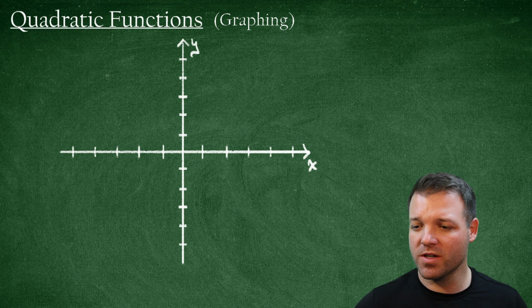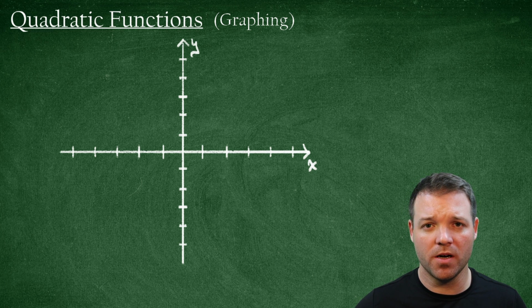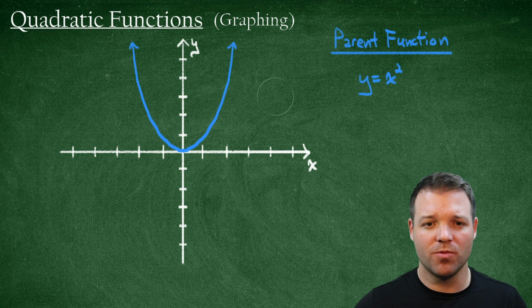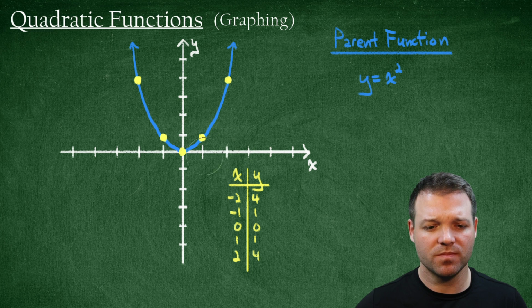Okay, so the first thing we're going to do here is put up our parent function for quadratics, which is our most basic parabola that we can have. And the parent function is y is equal to x squared. Okay, and so let's just see how we get these main 5 points that I've graphed.